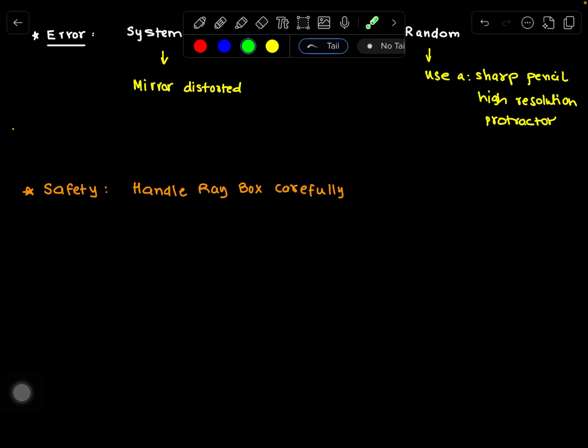Don't stand in front of the ray box for the light to be reflected into your eye or someone else's eye. Also, make sure you keep all liquids away from the electrical equipment and the paper to avoid any inconvenience. And make sure you take care of the mirror. Don't break the mirror. That won't be an ideal situation in a lab. Okay, so that was it for reflection. And hopefully in the next class we will do refraction.